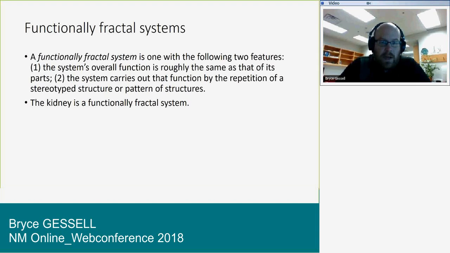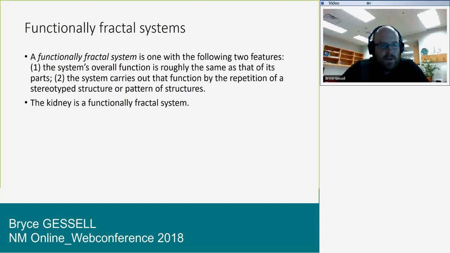Now, that stereotyped unit or pattern of units in the second condition is the functional unit. And so this is how we connect our talk of fractal systems or functionally fractal systems to the concept of a functional unit. The stereotyped structure or pattern of structures is the functional unit of the complex system. Now, the term fractal comes from a tradition of complexity and analysis of nonlinear systems. And so in trying to come up with a reductive term to describe these functionally fractal systems, it may seem like there's a weird tension between the term fractal and the kinds of systems I'm trying to describe.